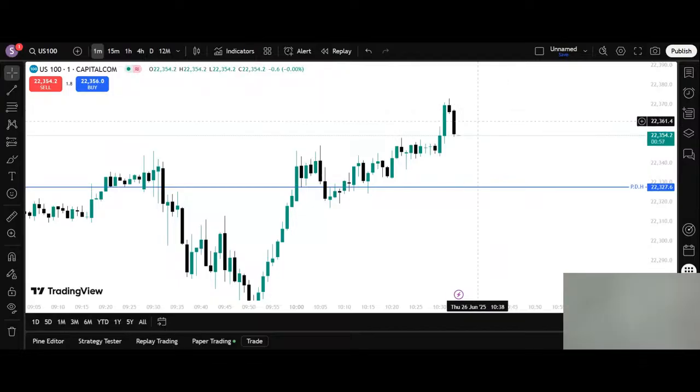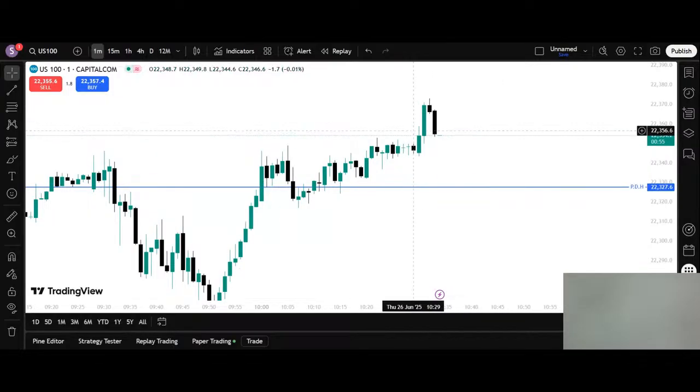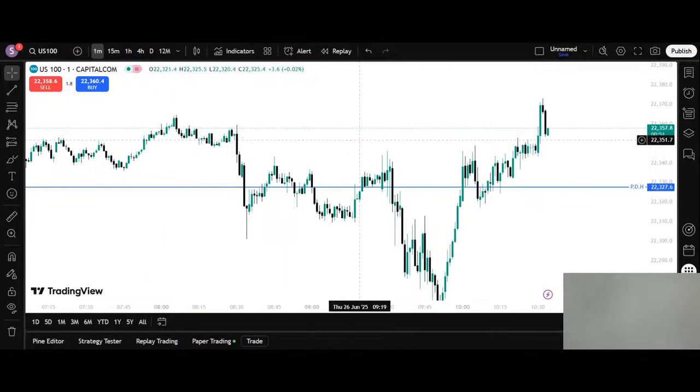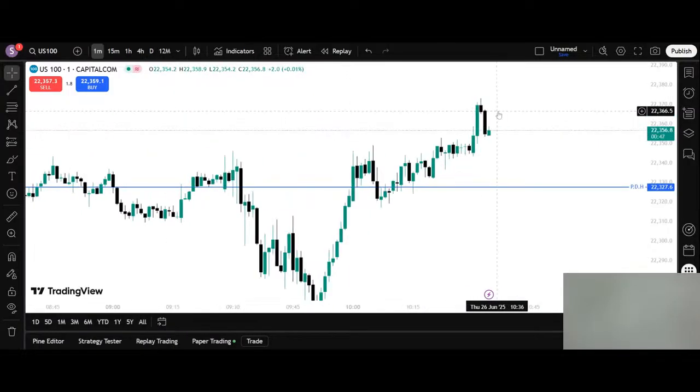That was a big bearish candle. Price closed this FVG. Let's see. I don't think it's gonna crash that quickly. I think it's gonna gyrate up a little bit.